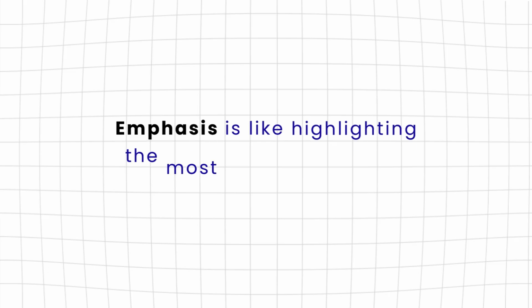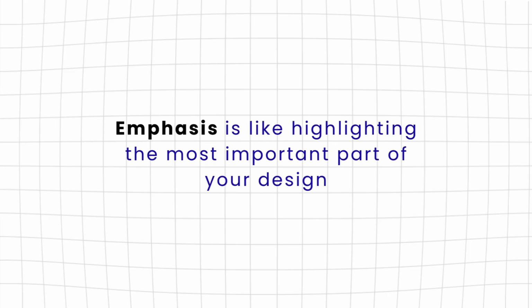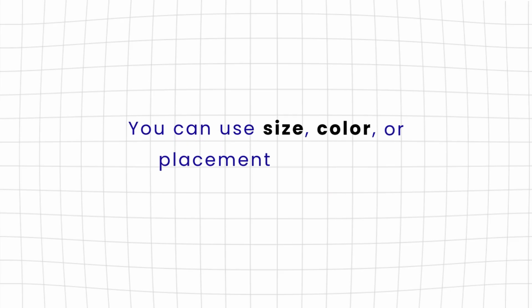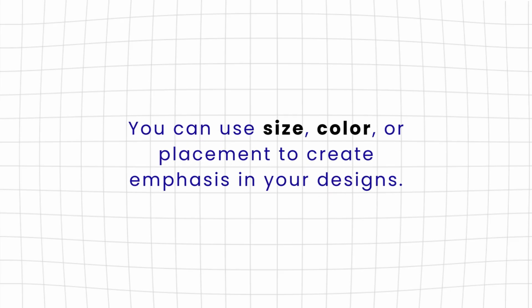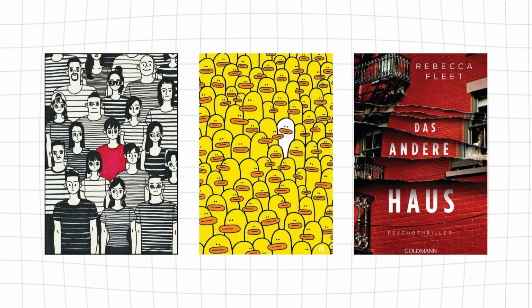The next one is emphasis. Emphasis is like highlighting the most important part of your design. It helps guide the viewer's eye. Imagine you're reading a story with bold words for the important parts. That's emphasis. You can use size, color, or placement to create emphasis in your design. Just like these examples, you can find out the important character in these examples, right? So this is emphasis.